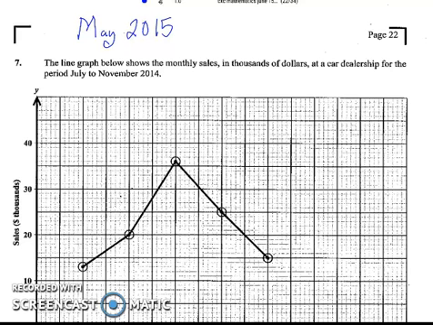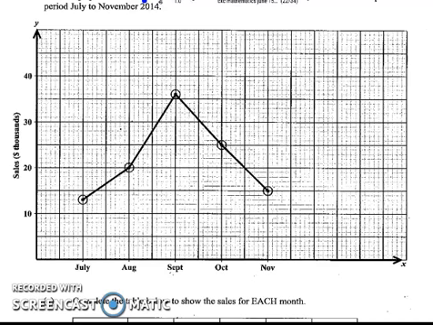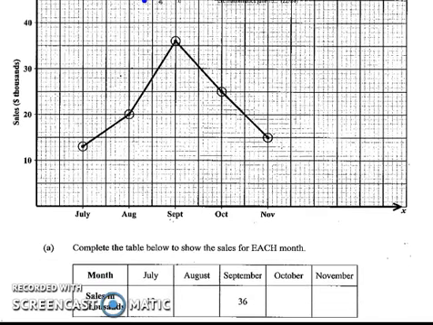Okay, this is May 2015, question number 7. It says, the line graph below shows the monthly sales in thousands of dollars at a car dealership for the period July to November 2014. All right, so this is a line graph, and it is showing the sales, in thousands of dollars, for the period July to November of 2014. We're asked to complete the table.